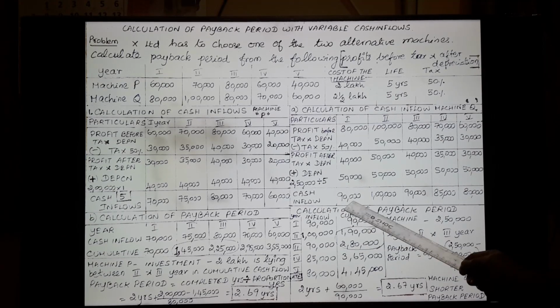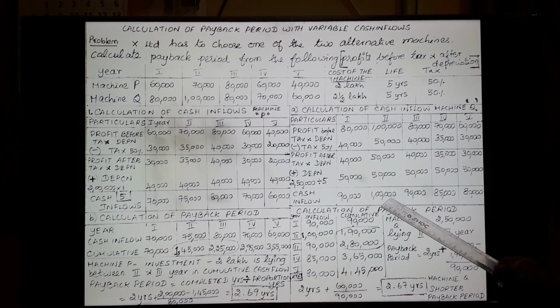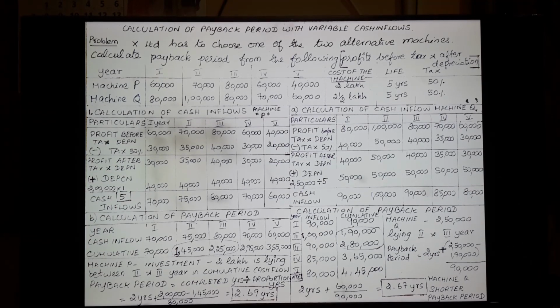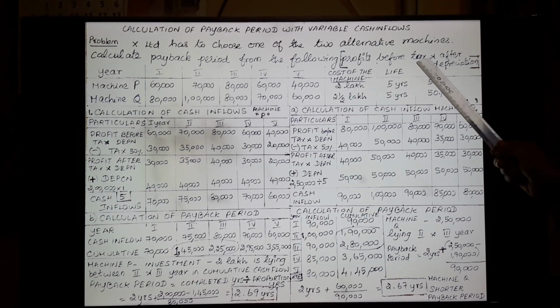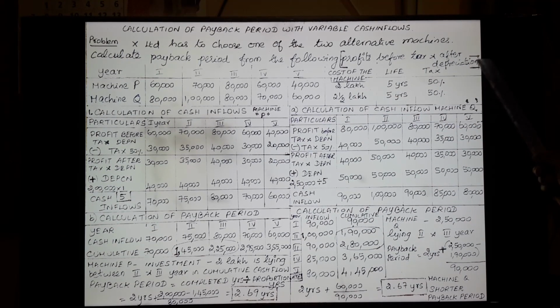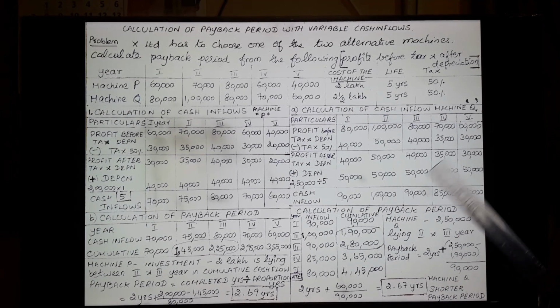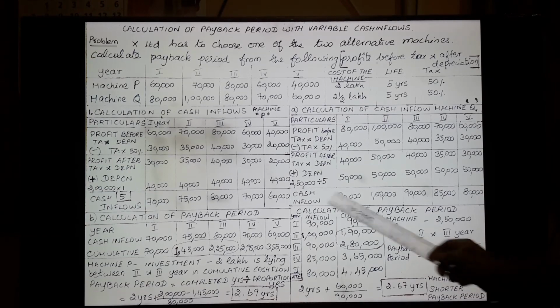So what you get is the cash inflow: 50 plus 40, 90,000, 1 lakh, 90,000, 85,000 and 80,000. So this is how you find out the cash inflow, since the given figure is before tax and after depreciation, and this is the actual cash inflow by which you can find out the payback period. Yes, now you have arrived at this.